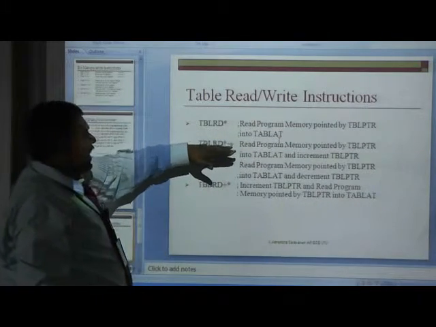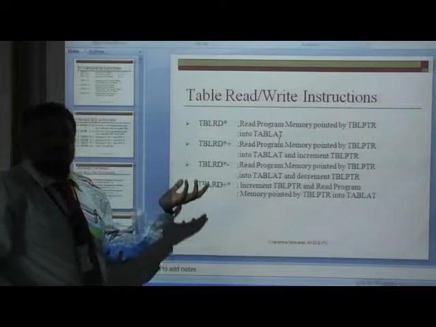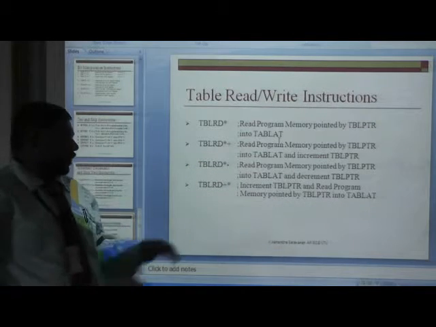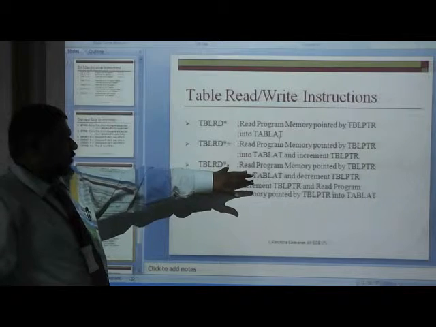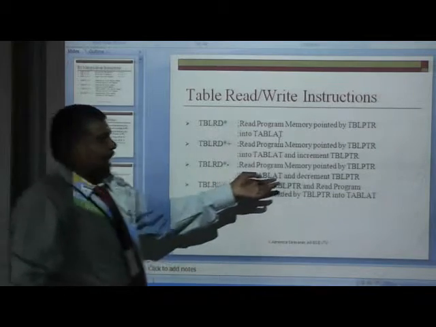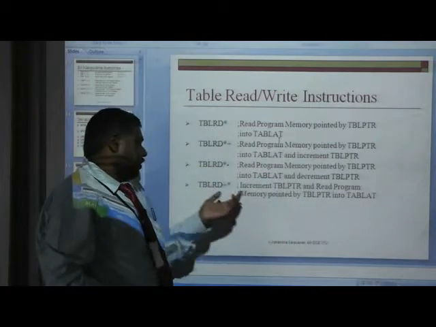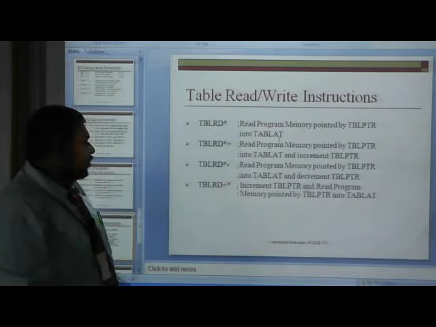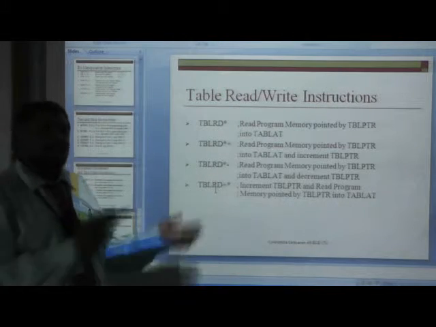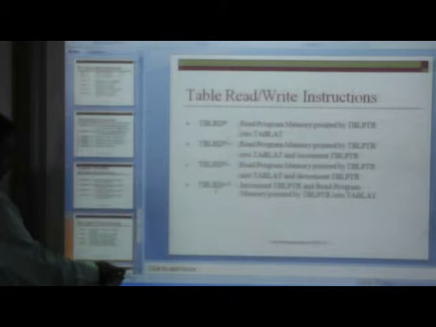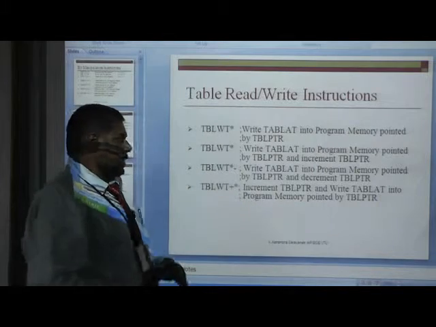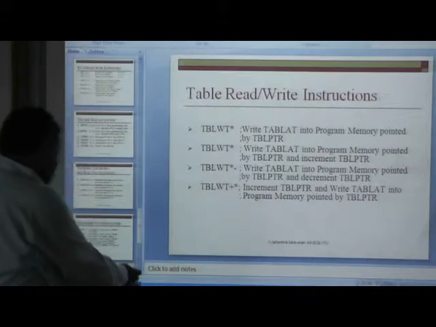If I have TBLRD*+, the data will be moved from the program memory to the table latch through the table pointer, and the table pointer will be incremented by 1. If I give a minus symbol, the data will be copied from the program memory to the table latch, and the table pointer will be decremented by 1. This instruction will give you TBLRD+*. First my table pointer will be incremented by 1 and then the data will be moved. The same goes for the write instructions. Here the data from the table latch is moved to the program memory. All the cases apply the same.